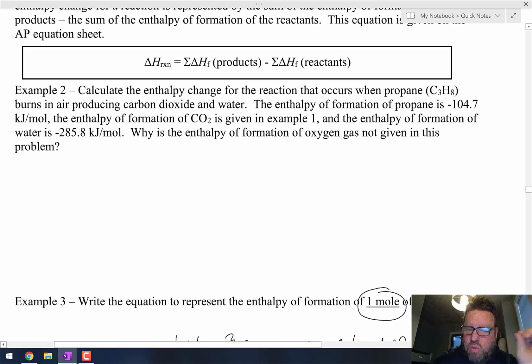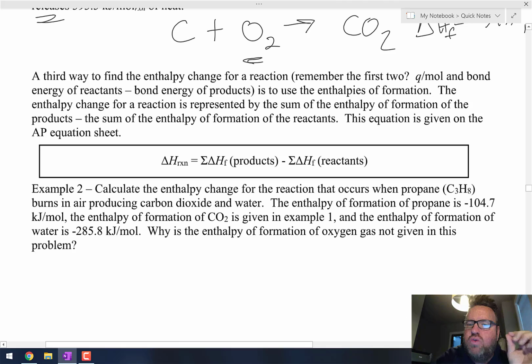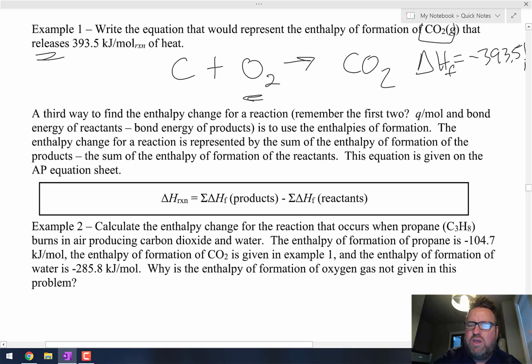Who cares about them? Why do we need to know about them? Because you can use them to find the enthalpy change for a completely different reaction. Okay, so far we've learned 2 different ways about how to find the enthalpy change for a reaction. You can use Q equals mc delta T, and you can find the Q value. Once you know the Q value, you divide by the moles of whatever that substance is, and then you decide, is it positive, is it negative, is it exothermic or endothermic?